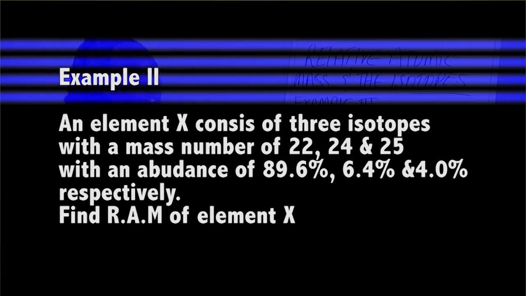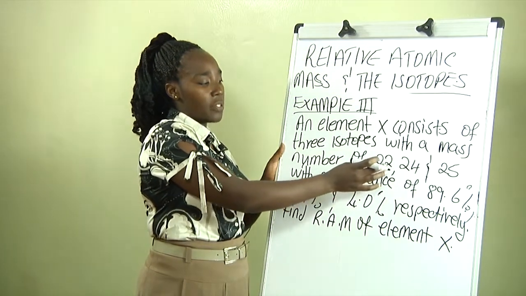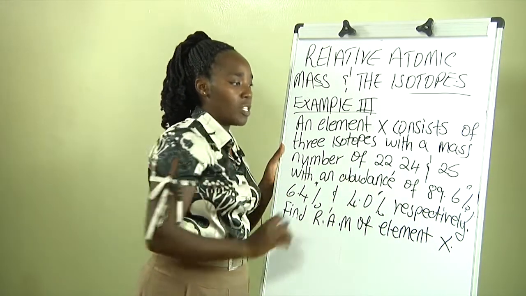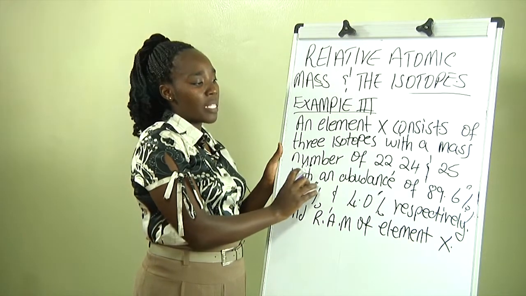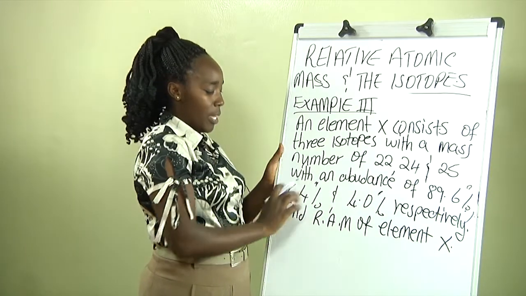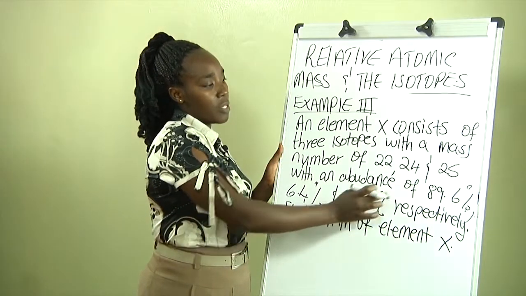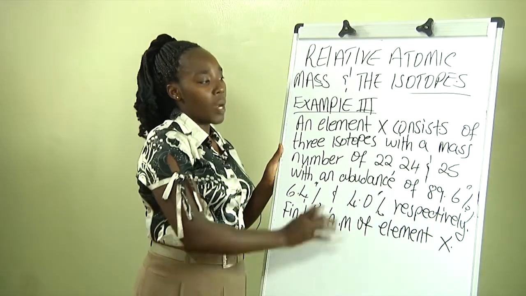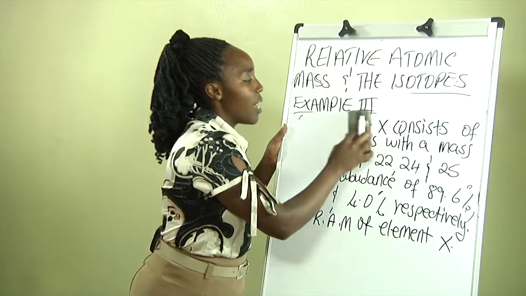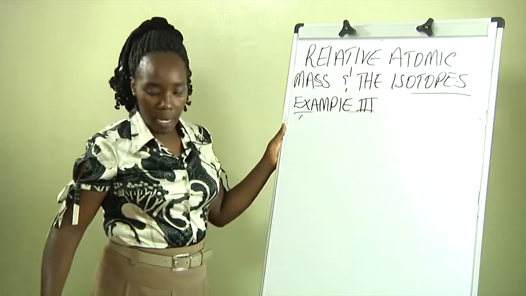So from this question, we have the way this element X appears in its various isotopes: an isotope of 22, an isotope of 24, and an isotope of 25. The percentage abundance of 89.6 stands for the 22. The 6.4 stands for the 24, and the 4.0 stands for the 25. So having that in our mind, how do we now calculate the relative atomic mass of the element that we are calling element X?